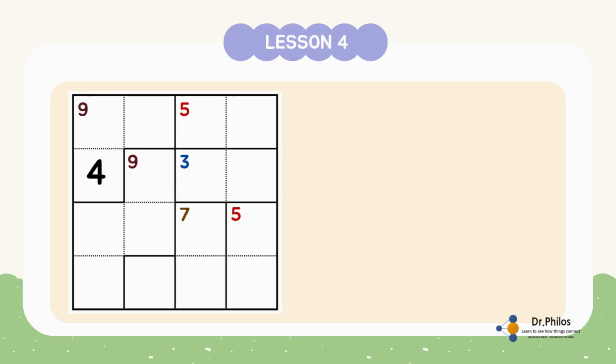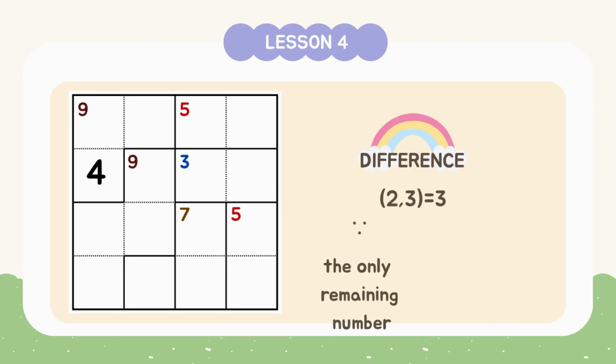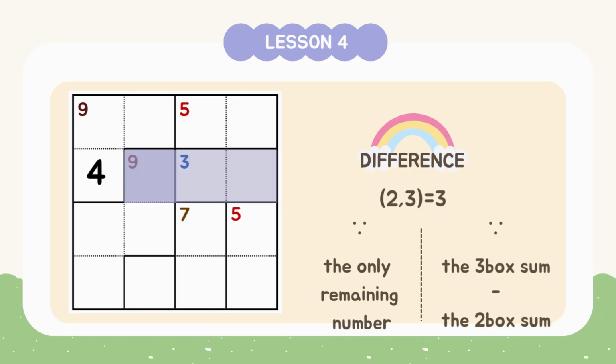What's the difference between the reason you gave earlier and the reason you just gave? Earlier, the reason was that 3 was the only number left. Now, it's because I took away the sum of 2 boxes from the 3 boxes. You got the same answer, but for a different reason, right? Can you tell me that second reason one more time?